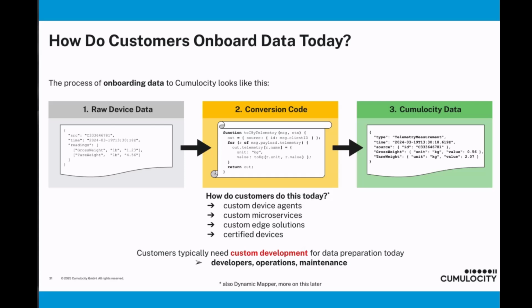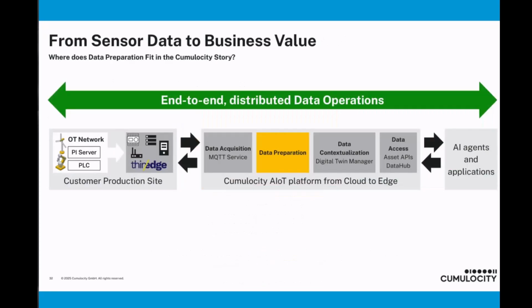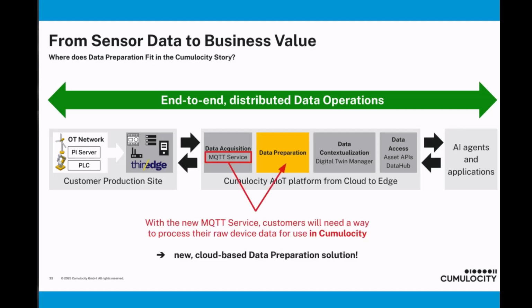We want to make it easier to onboard data to Cumulocity, right? Now, Nico showed this slide earlier, but I really like this slide because it highlights the end-to-end how data goes from here to there using Cumulocity, right? And the point that I want to make here is with the new MQTT service coming online, your raw device data will be in the cloud, right? It will be sort of ready to go with Cumulocity. The problem is it's not in Cumulocity's format. It's in whatever raw device format that device is talking in, right?